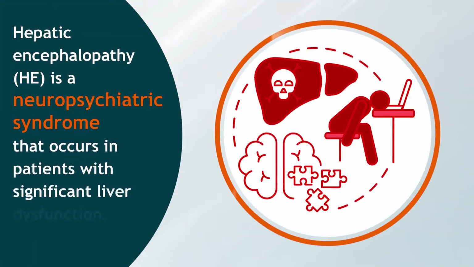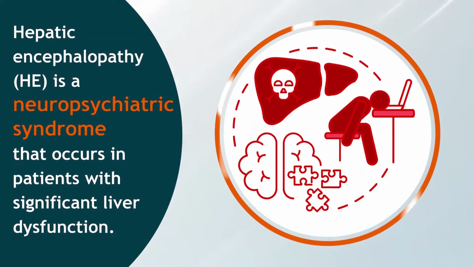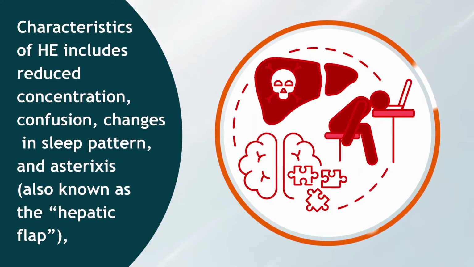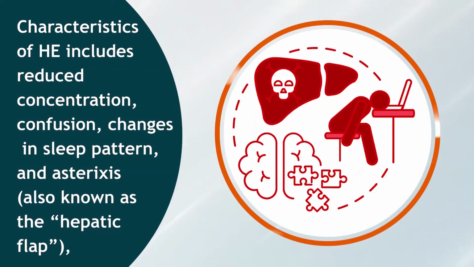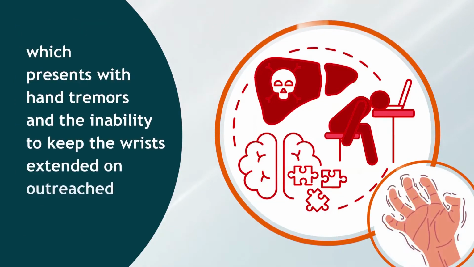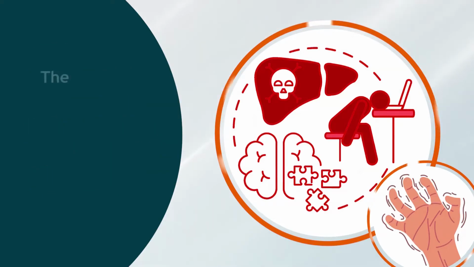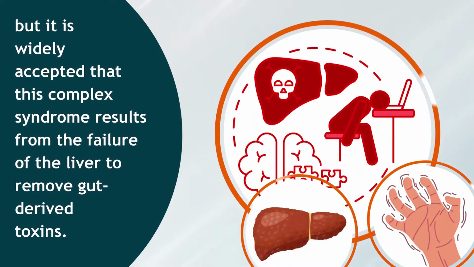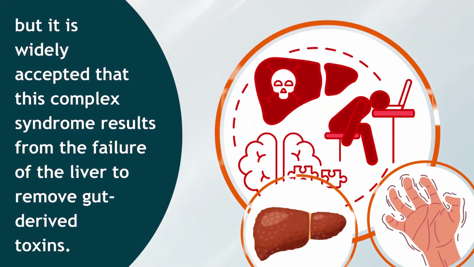factors. Encephalopathy. Hepatic encephalopathy (HE) is a neuropsychiatric syndrome that occurs in patients with significant liver dysfunction. Characteristics of HE include reduced concentration, confusion, changes in sleep pattern, and asterixis, also known as the hepatic flap, which presents with hand tremors and inability to keep the wrists extended on outreached hands. The precise pathogenesis of HE is unknown, but it is widely accepted that this complex syndrome results from the failure of the liver to remove gut-derived toxins.